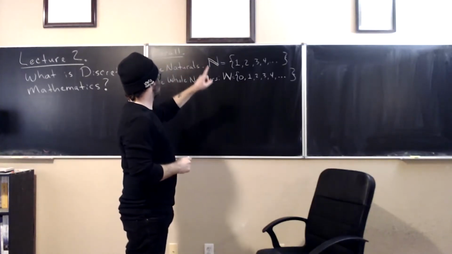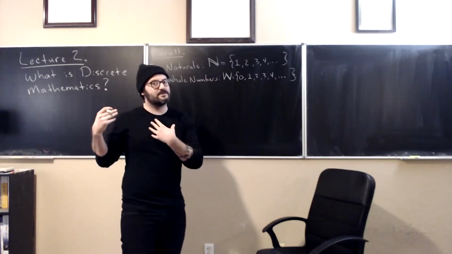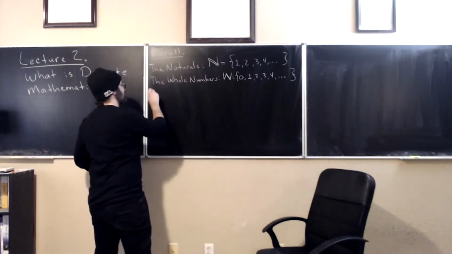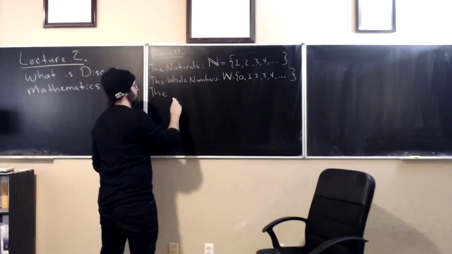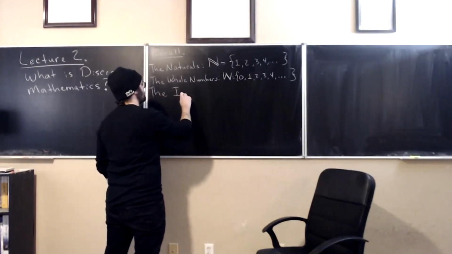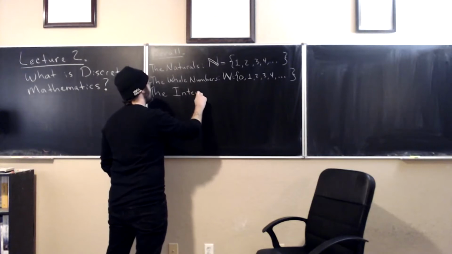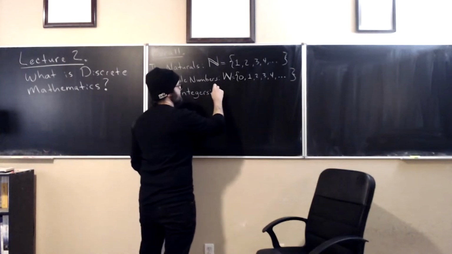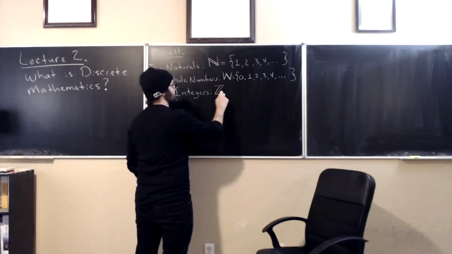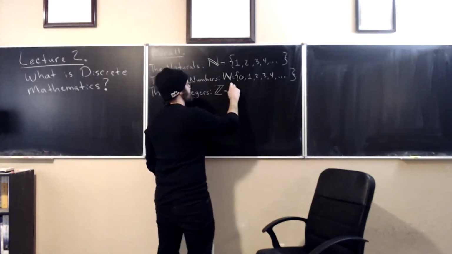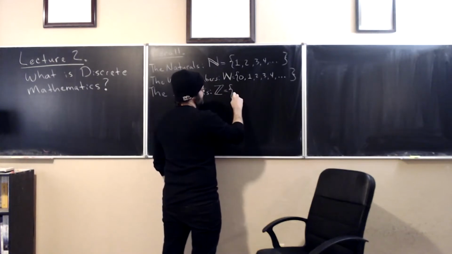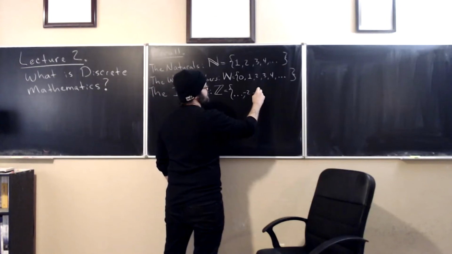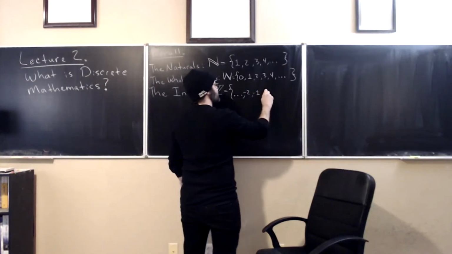Okay, so the naturals, the whole numbers, and then the next number system is the integers. Probably my favorite set of numbers. This set is denoted by this fancy looking Z. And this consists of the positive and negative whole numbers.